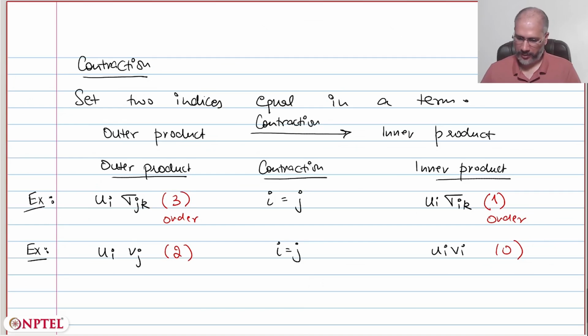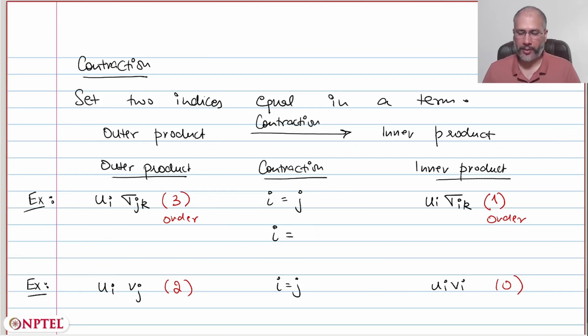In fact, let's take the first example, which is this one, ui sigma jk, and try to apply another contraction here.